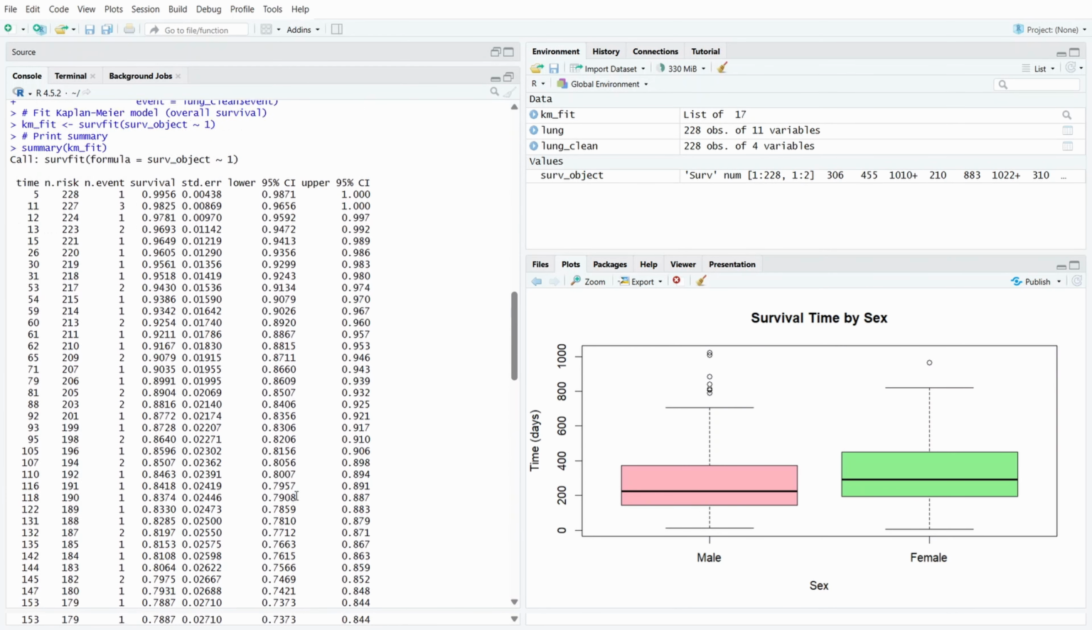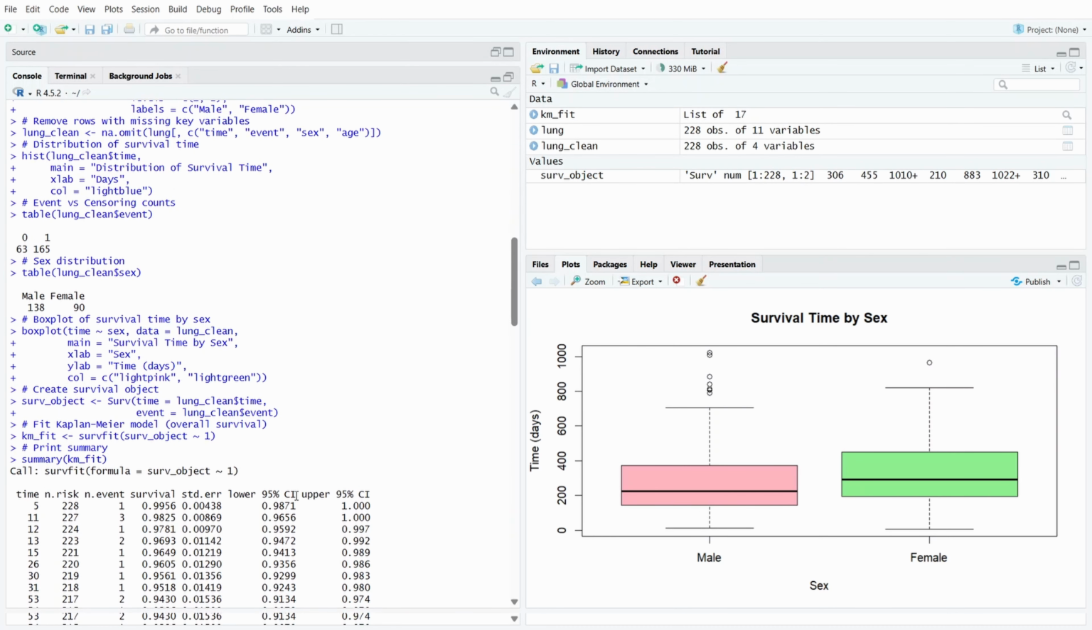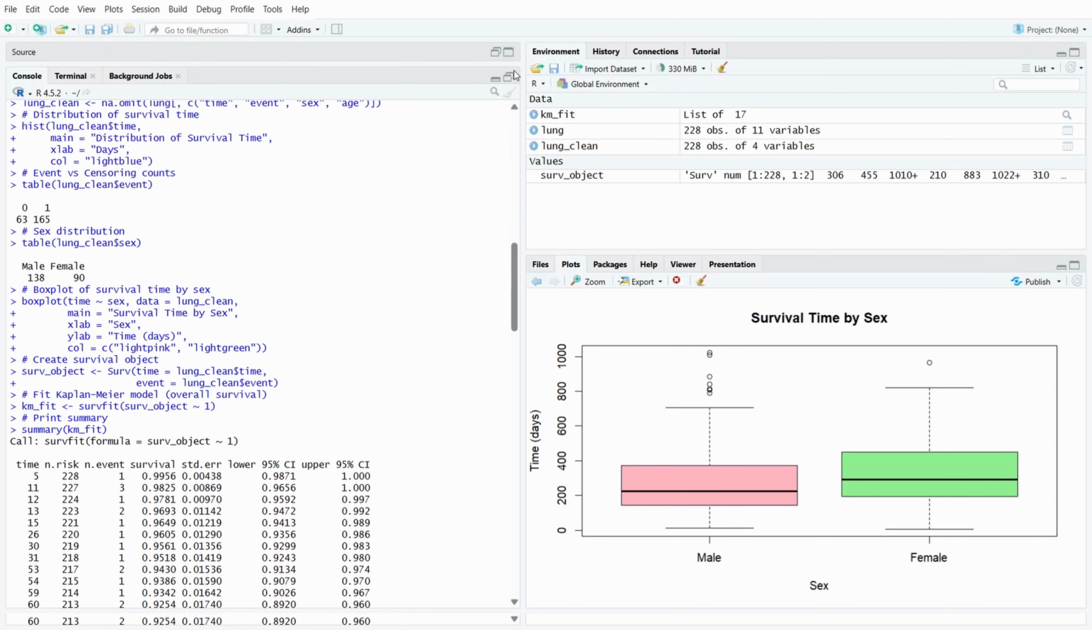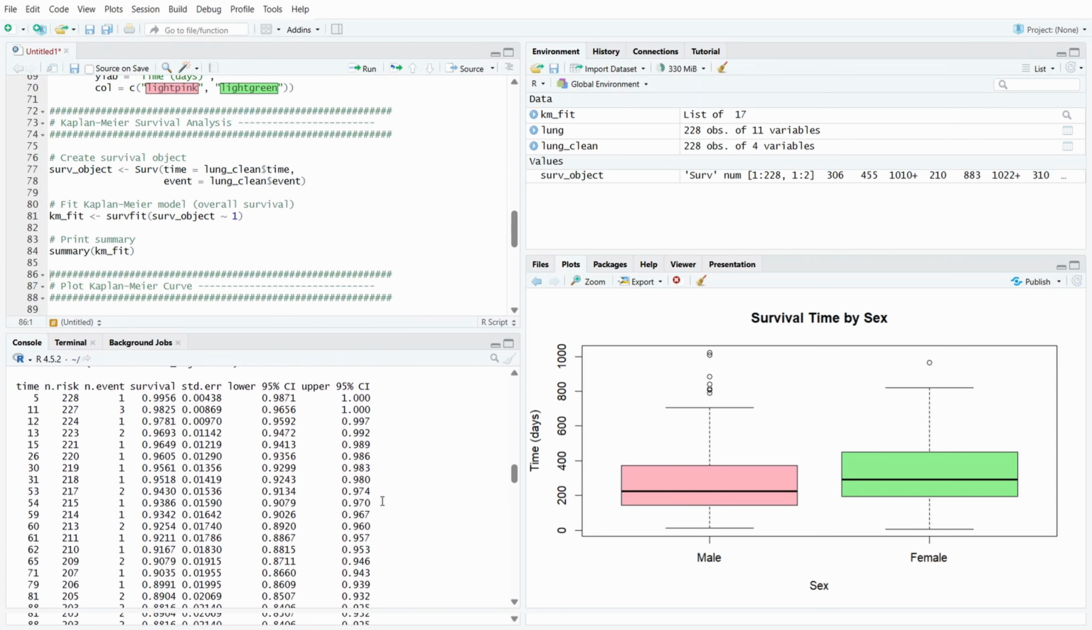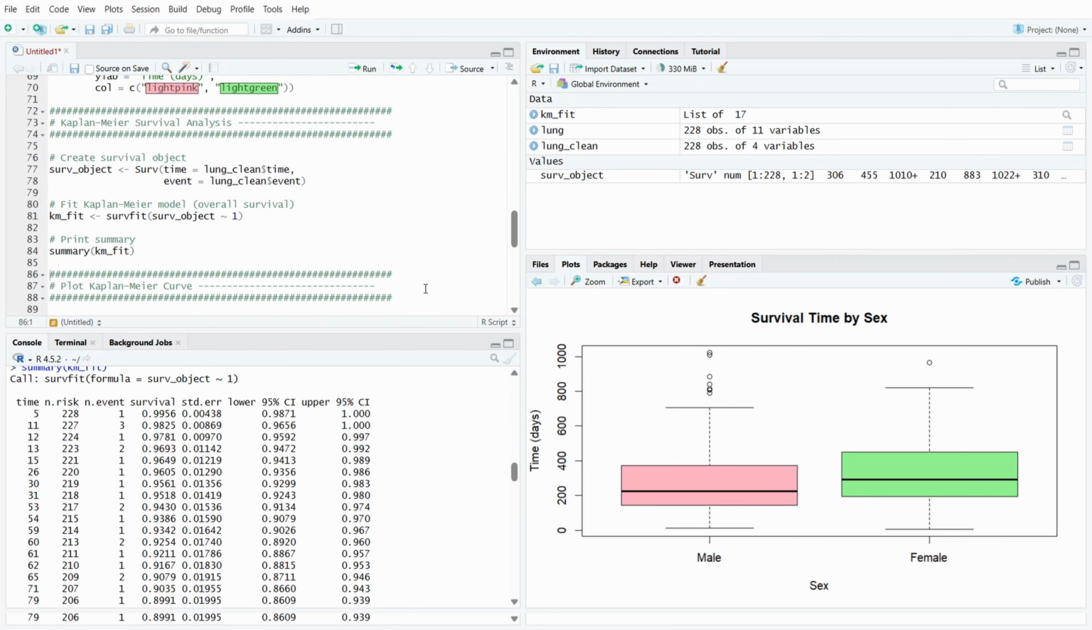Overall, this table tells a clear story. Survival declines steadily over time with a significant drop in the first year and increasing uncertainty as the number of patients at risk decreases. This is exactly the kind of stepwise pattern we expect from a Kaplan-Meier survival analysis.